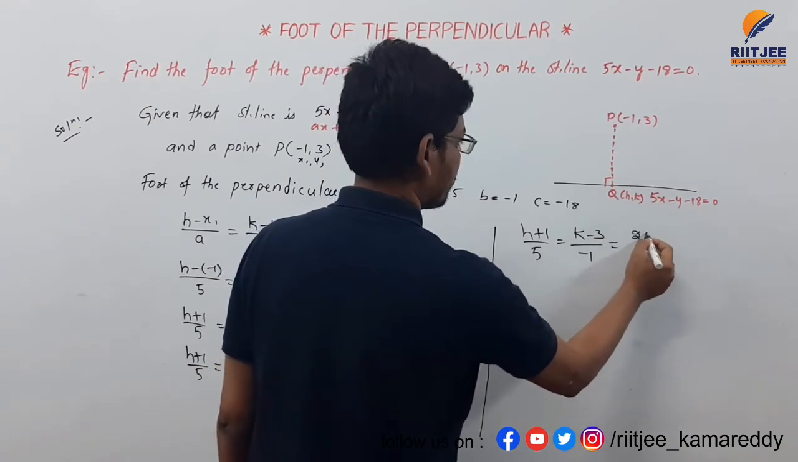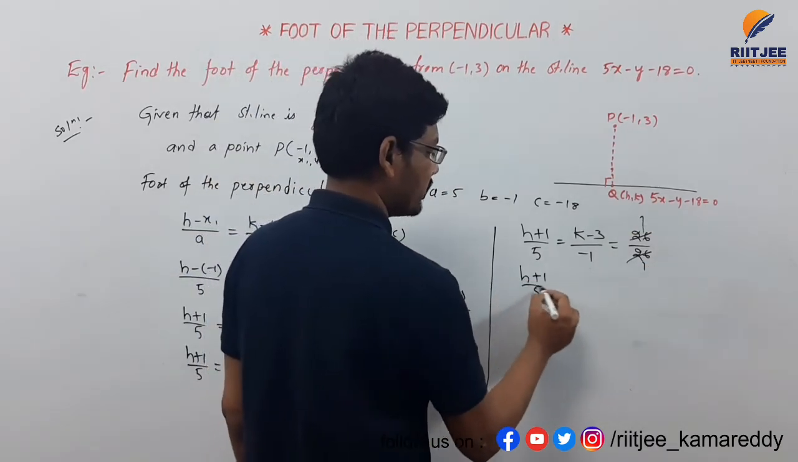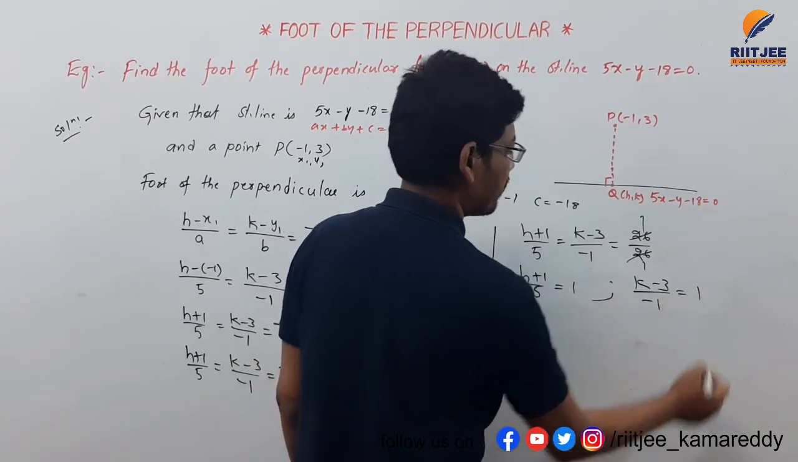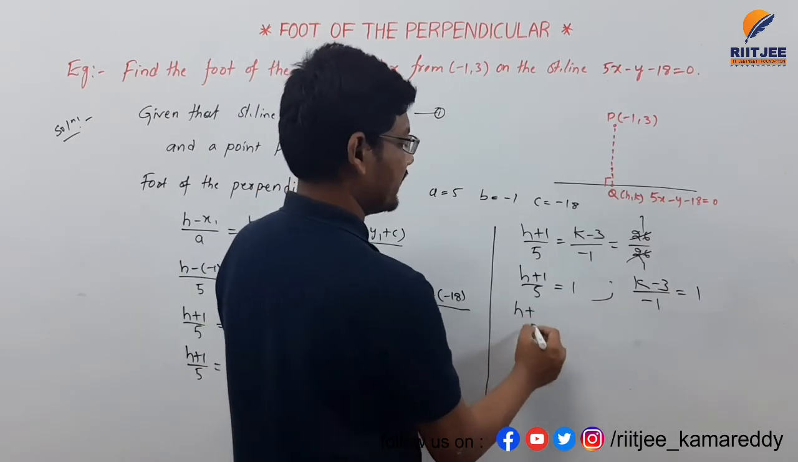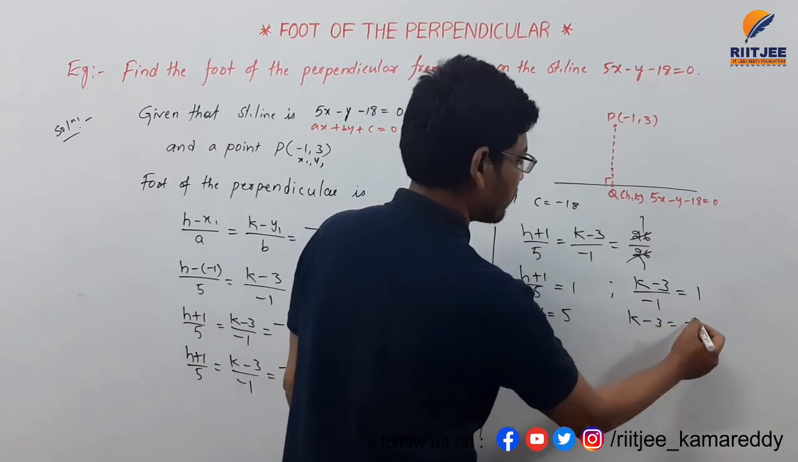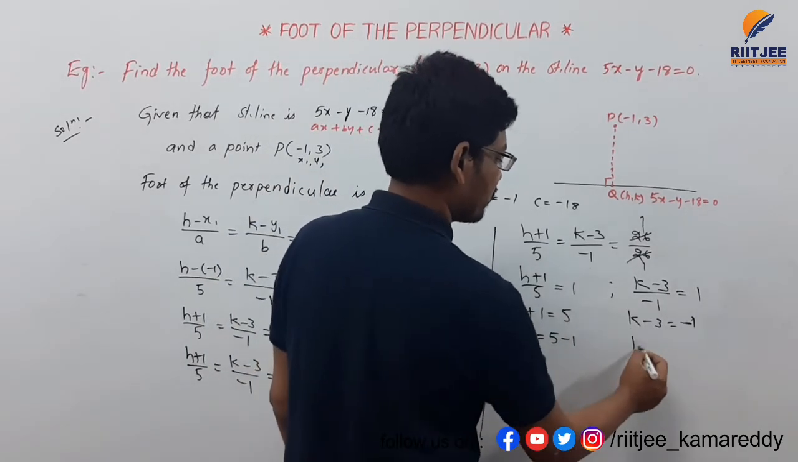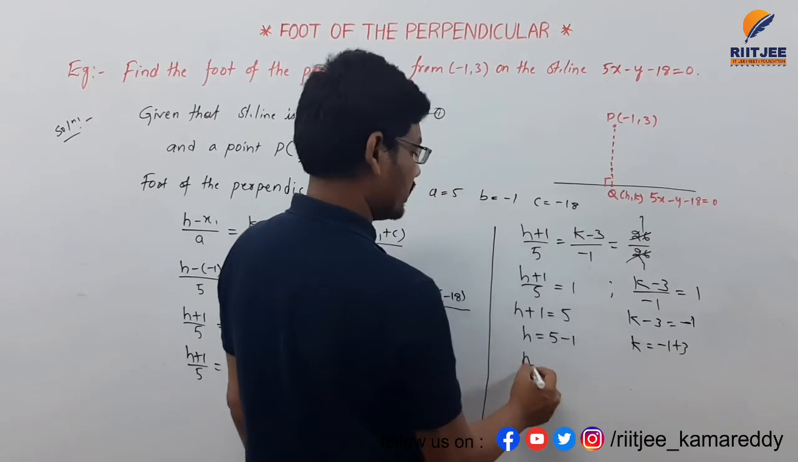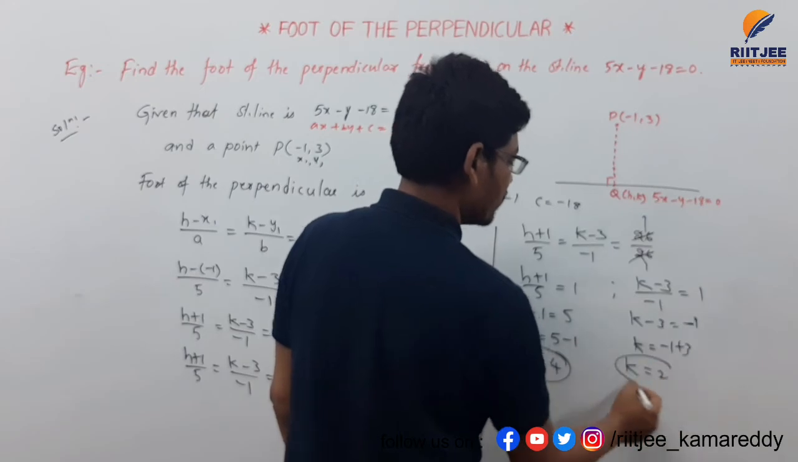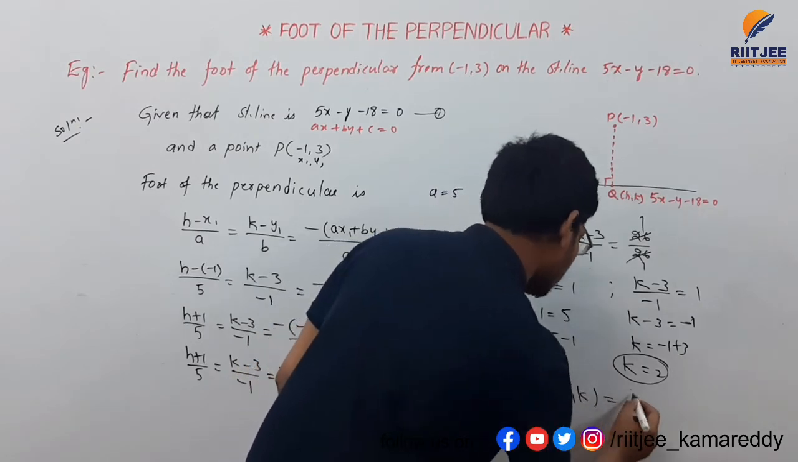So minus into minus becomes 26 by 26, that gives 1. So h plus 1 by 5 is equal to 1, and k minus 3 by minus 1 is equal to 1 here. Let's multiply the denominator to the right hand side, and here also k minus 3 is equal to minus 1. If you bring 1 to the right hand side, that becomes 5 minus 1. If you bring 3 to the right hand side, minus 1 plus 3. So h is equal to 5 minus 1 is equal to 4, and k is equal to minus 1 plus 3 is equal to 2. So h comma k we got is 4 comma 2.